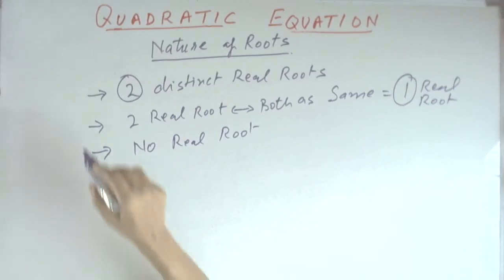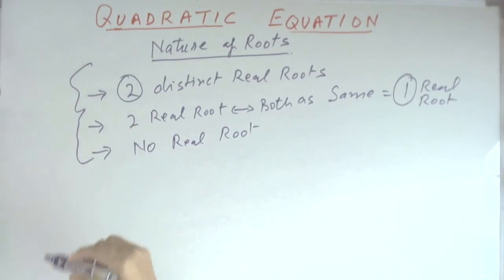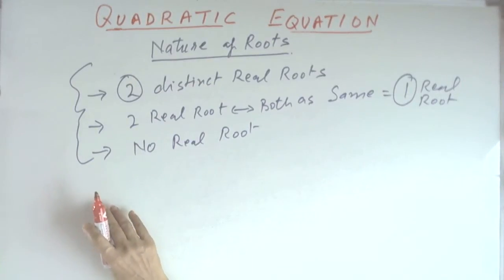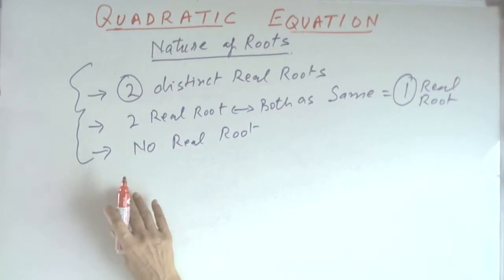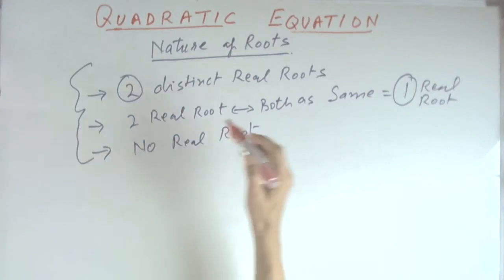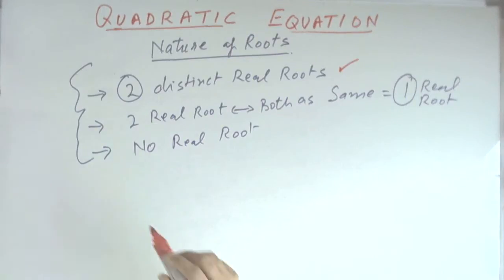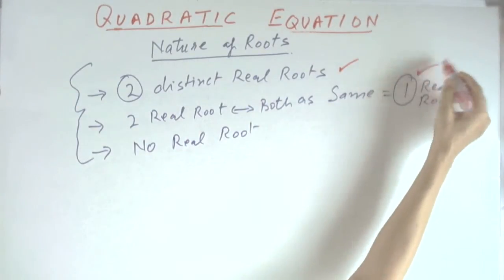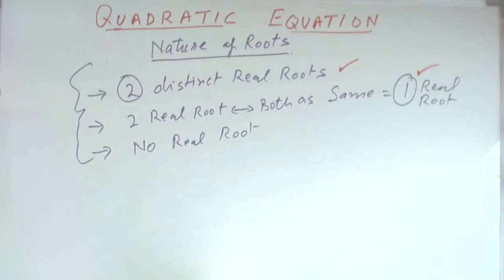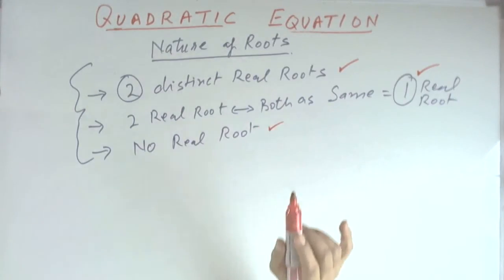And how can we check this? We can check from the formula. We can also check that by all the methods. In case of graphical method, if the graph of the polynomial is cutting at two distinct points, then it is two real roots. If it is cutting only at one point, then it means only one real root. And if it is not cutting at any point, then it is no real root.